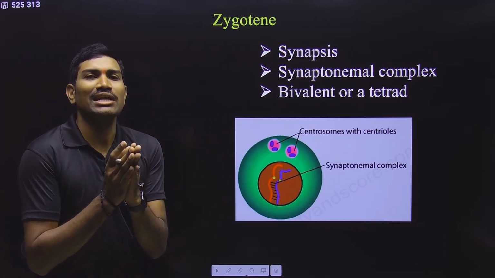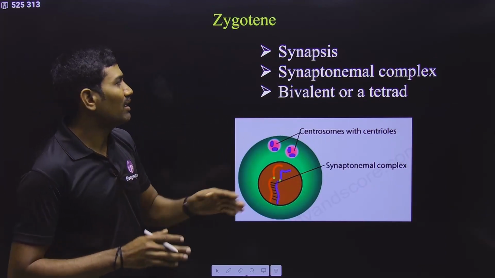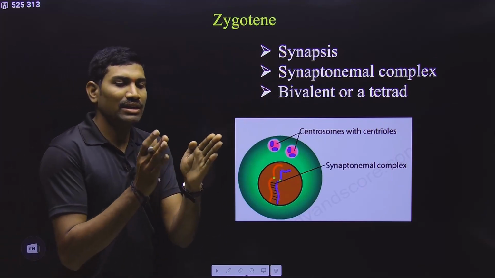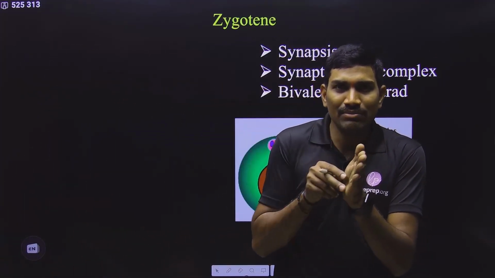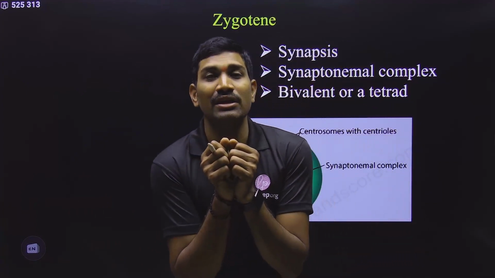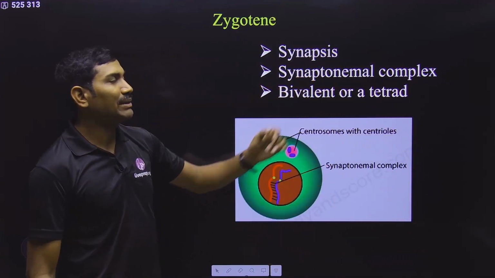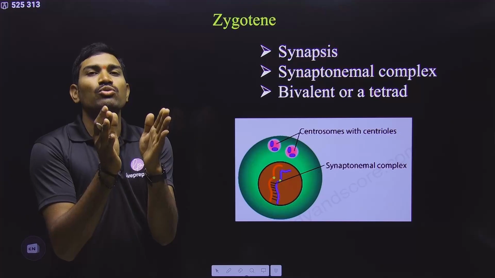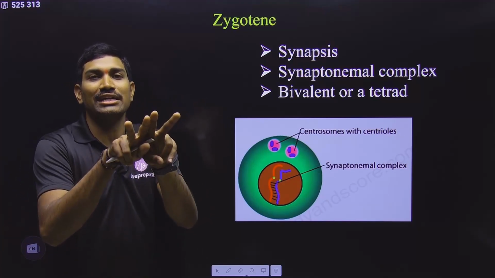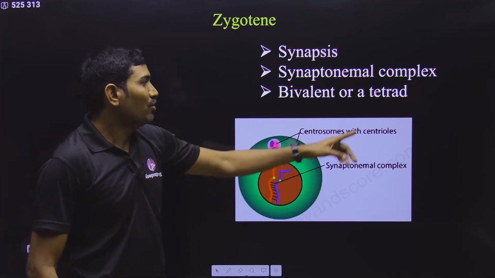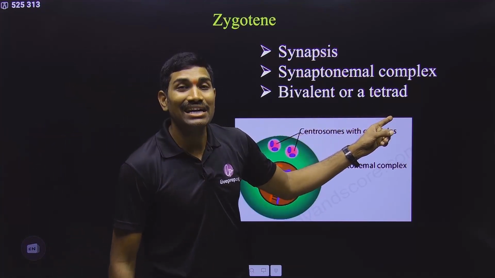Next one, in the zygotene what happens? Homologous chromosomes will undergo pairing, and this pairing is called synapsis. So now the homologous chromosomes should attach to each other. Some proteins will come there and help in attachment, and this complex is called synaptonemal complex. Since two chromosomes are attached and each one is a dyad, overall how many chromatids? 4 chromatids. That's why tetrad condition.